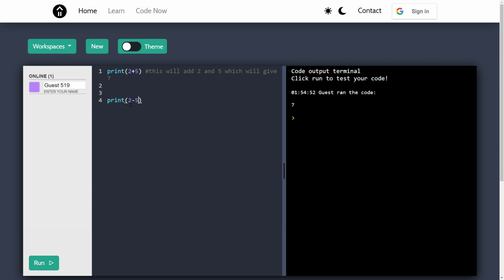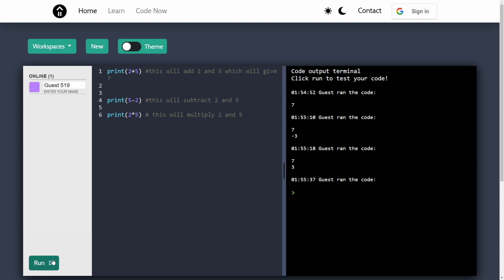Now we can do subtraction as well, just like we did addition. So let's do that exact same thing. This will subtract 2 and 5. Look, -3. So it does it in negative. If I were to put 5 minus 2, 3. Cool. The next one is multiplication. I can multiply two numbers, so 2 times 5. This will multiply 2 and 5. Nice. 7, 3, and 10.